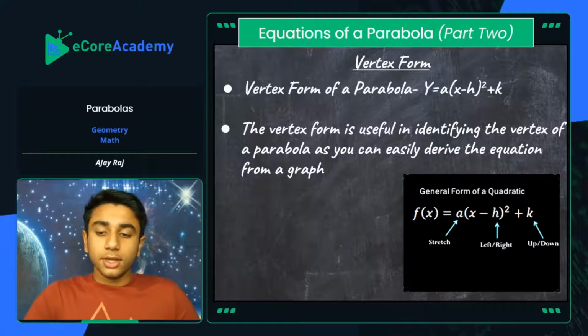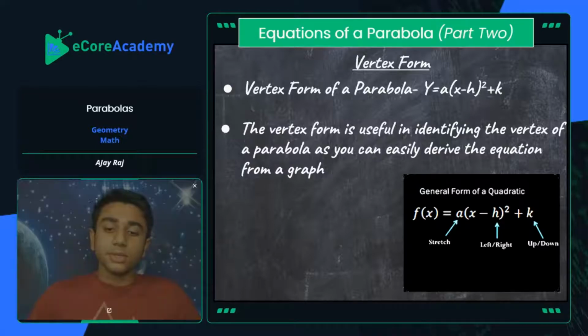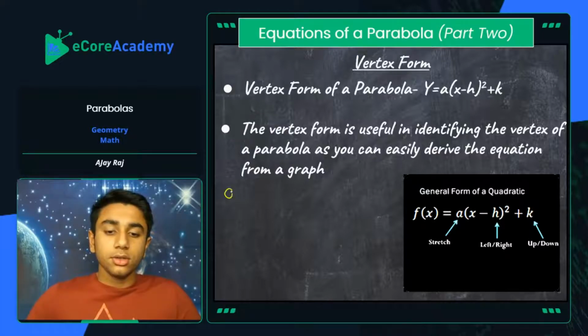So I just want to give you a little bit of a recap of what this vertex form, or general form as it's called, really stands for. It's f of x, or your y value, equals a times (x minus h) squared plus k. And what your a value is, a is basically your stretch value.